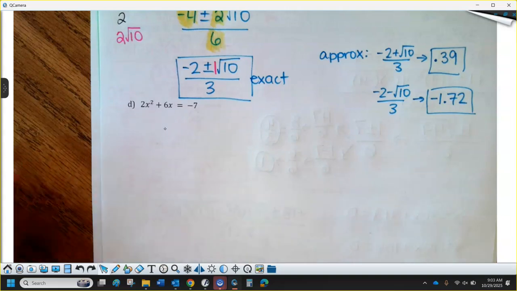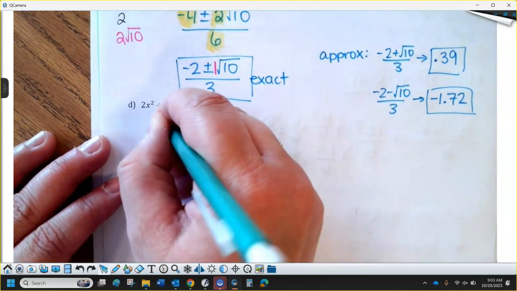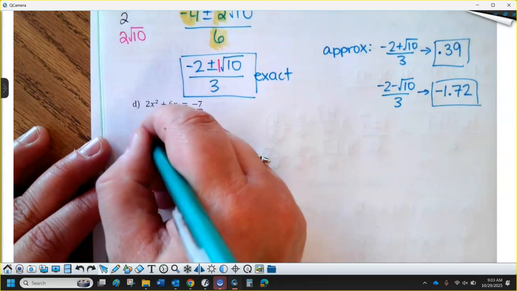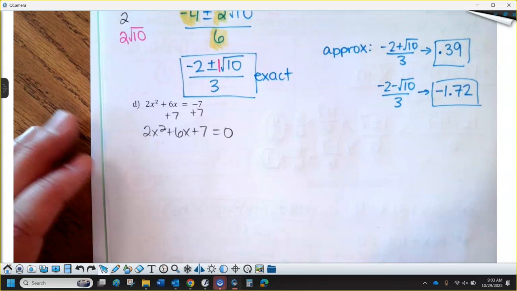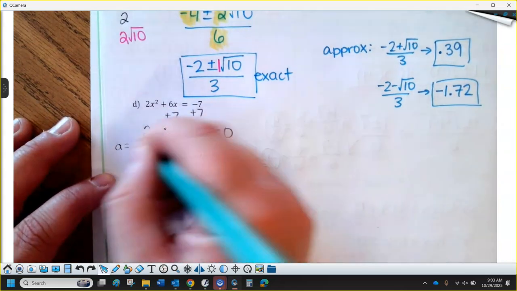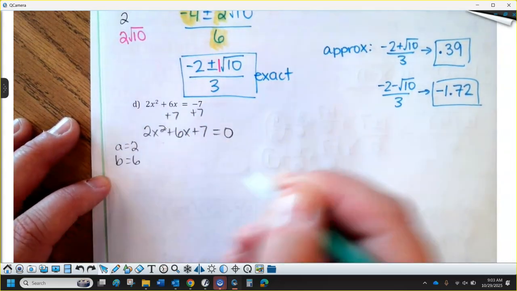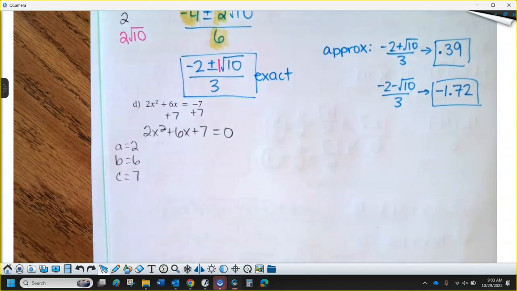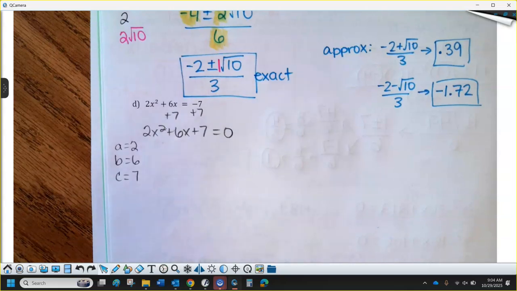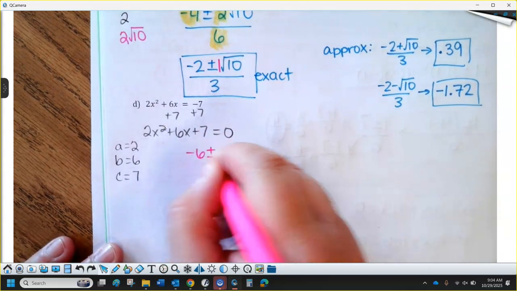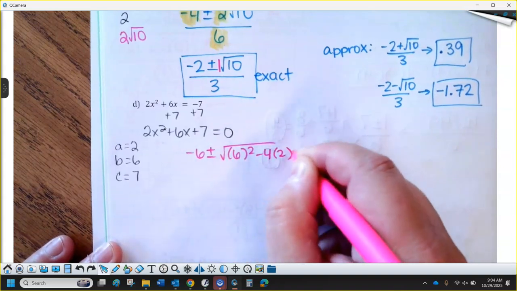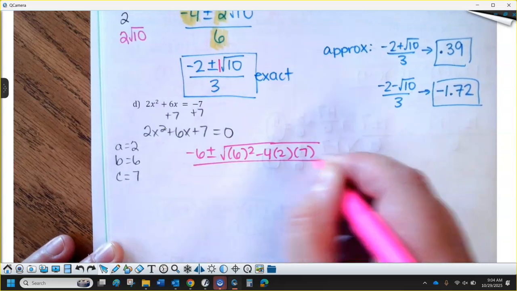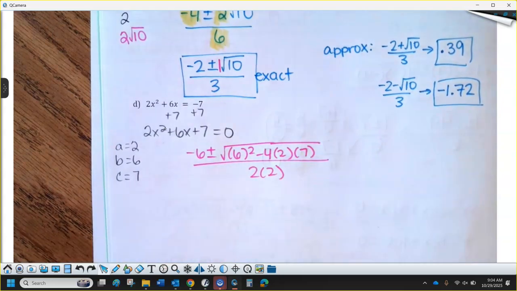Okay, let me have you try one more. So again, you got to make sure you set this equal to 0. So I got 2x squared plus 6x plus 7. Then I'm set equal to 0. My a value is 2, b is 6, and c is 7. Alright, so for this guy, we're going to do opposite of b. So I'm going to do -6 plus or minus square root 6 squared minus 4 times 2 times 7. Everybody over 2a, which is 2 times 2 for this question.